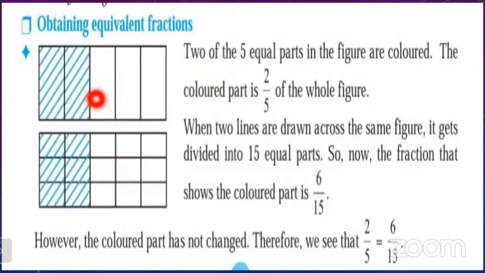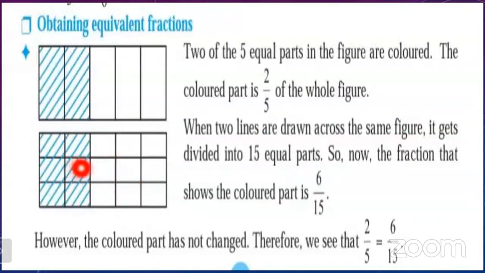Look at here. Now let us learn. 2 of 5 equal parts in the figure are colored. Look at here. 2 parts are colored here. Similarly, if you see the vertical lines in this rectangle, you will see both parts which are colored here. So similarly, in the first rectangle, the 2 parts are colored. Now, 2 lines are drawn across the same figure, isn't it? Look at here. The 2 lines are drawn across the same figure.